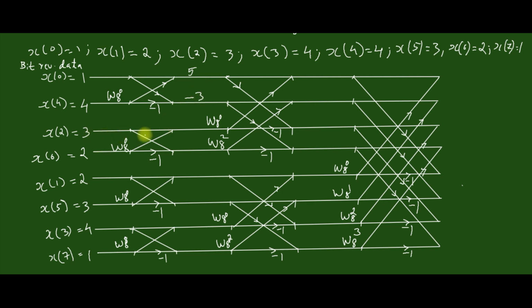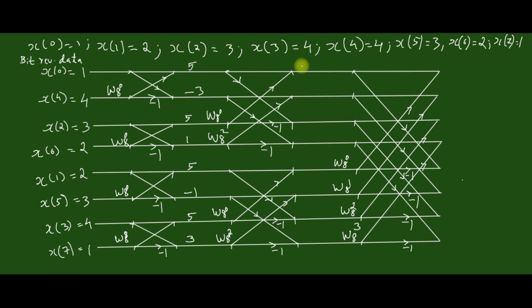Here it is 3 plus 2, 5. Then 3 minus 2, it is 1. Then 2 plus 3, it is 5. Then 2 minus 3, it is -1. Then 4 plus 1, it is 5. Then 4 minus 1, it is 3. So the stage 1 computation is over.